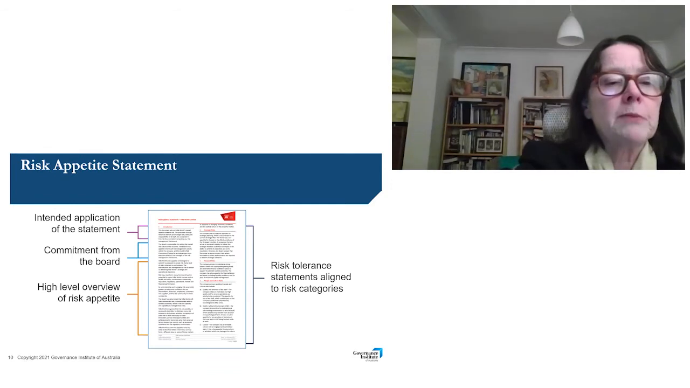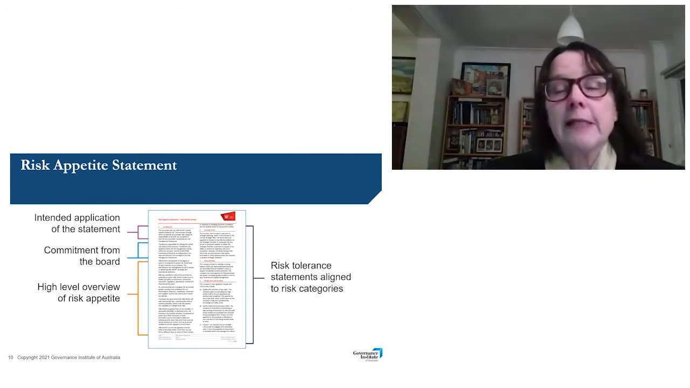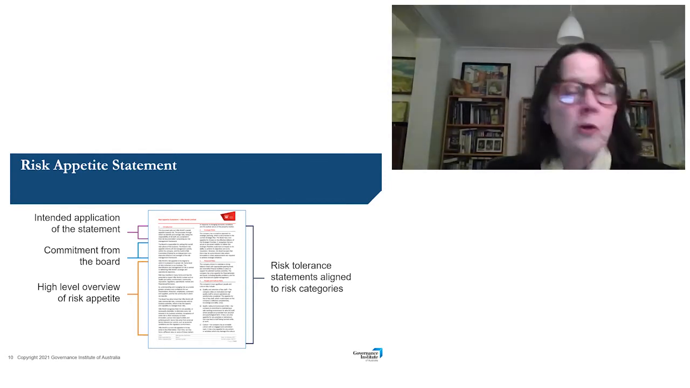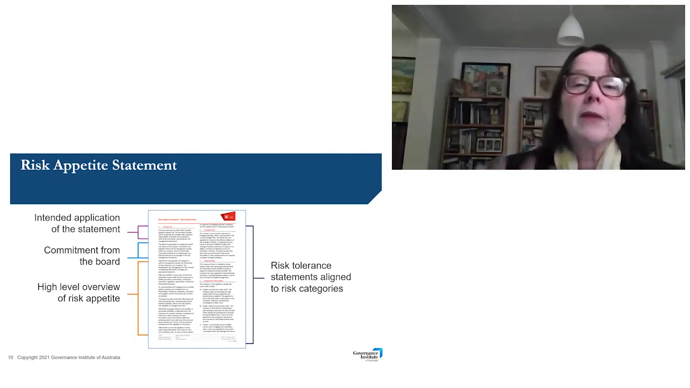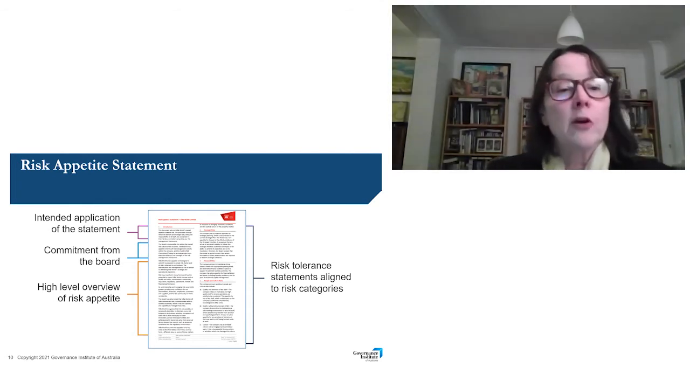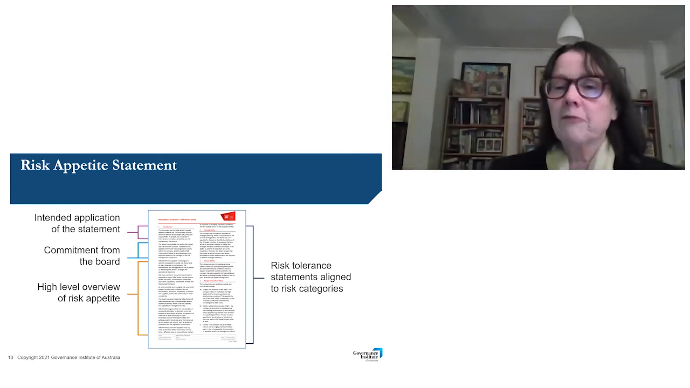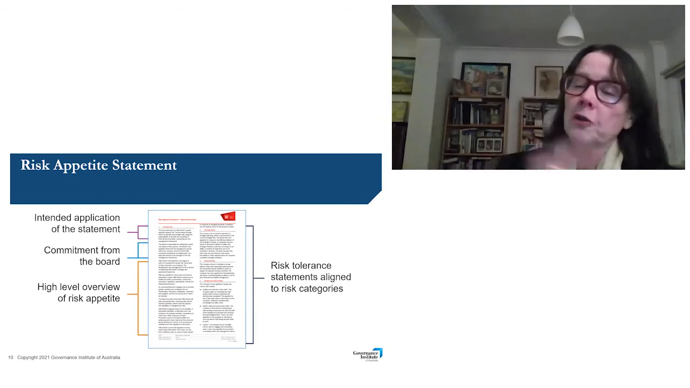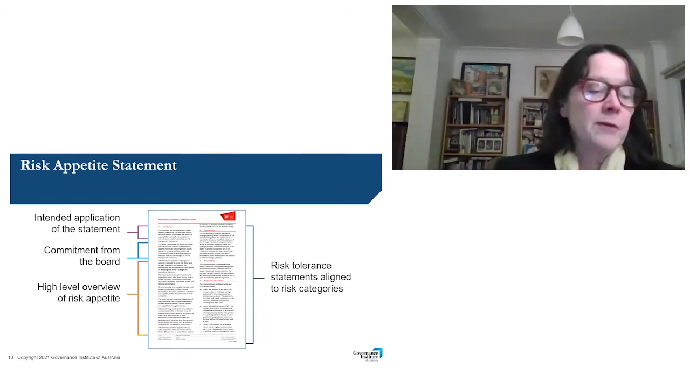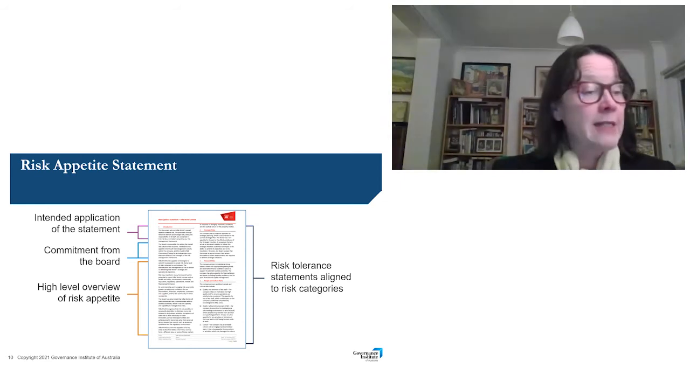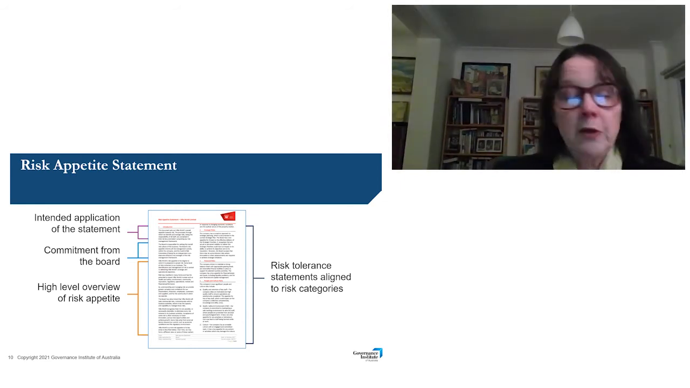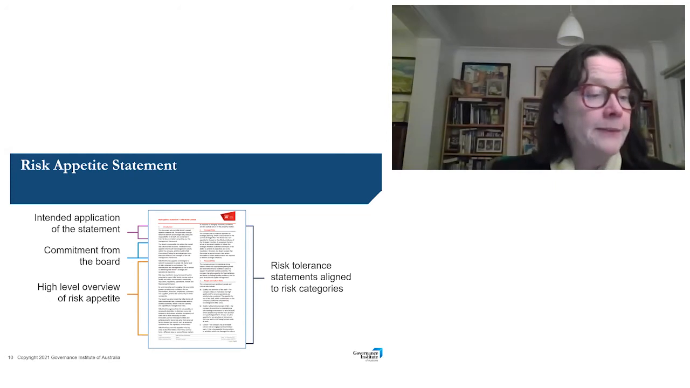And I thought that I would just put up and show you a risk appetite statement. So it sounds a bit magical and complicated, but it's not really. There's just an intended application of the statement. This is for a company, Villa World, which is a builder of project homes. There's a commitment from the board. There's a high-level overview of the risk appetite. And then the risk tolerance statements are aligned to the various risk categories, which are the categories of risk that we looked at a couple of slides earlier. So it doesn't have to look like that, but that's what a risk appetite statement can look like.